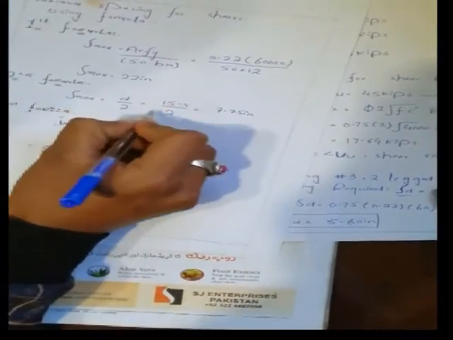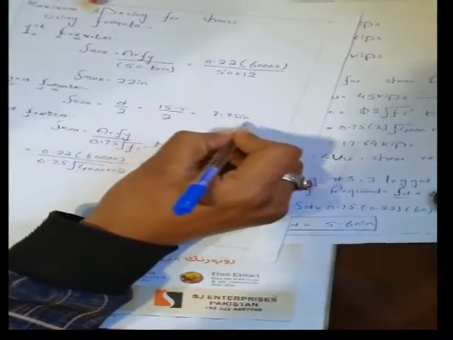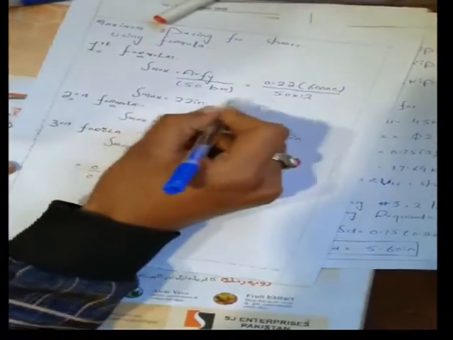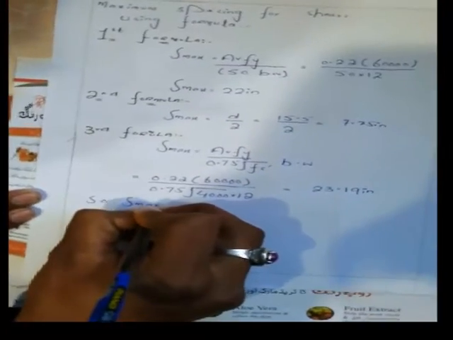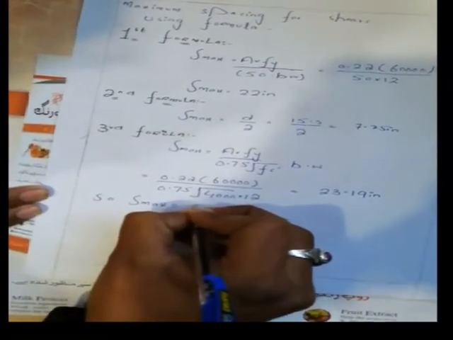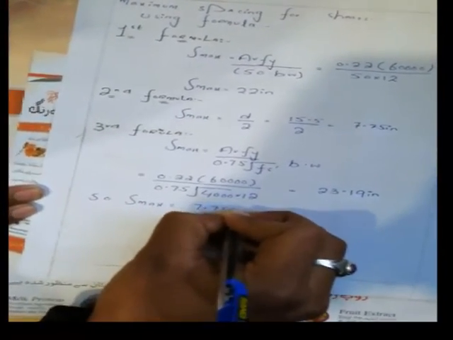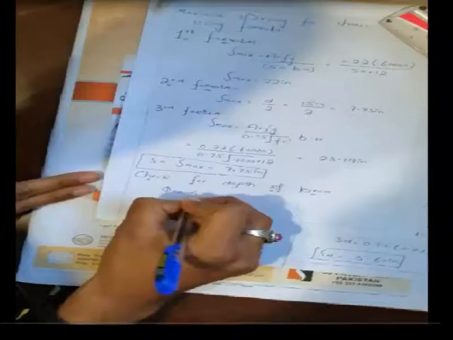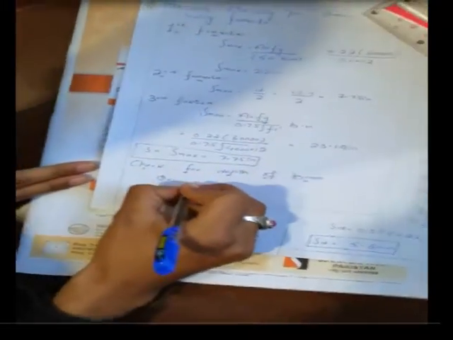Now we will take the value from these three formulas, which is the minimum value. So the minimum value in these three formulas is the required S maximum length according to ACI, that is 7.75, because now we check for the depth of the beam.